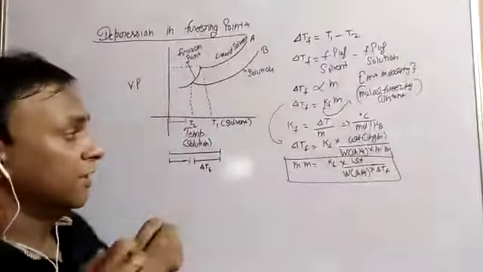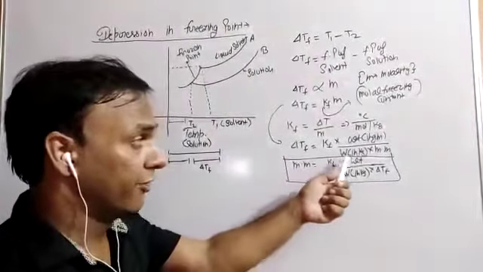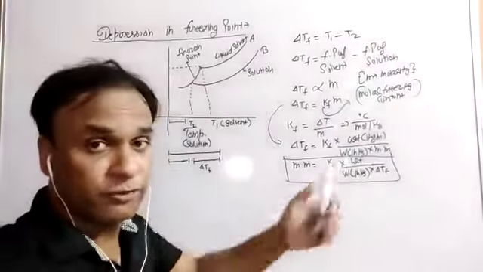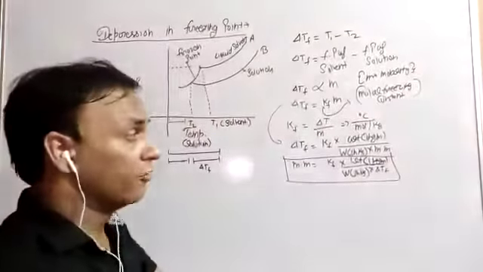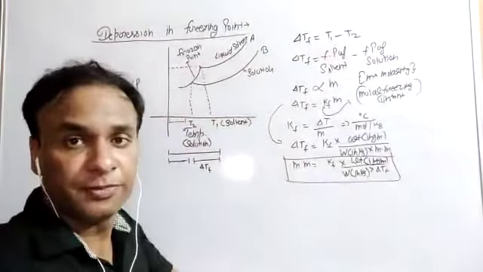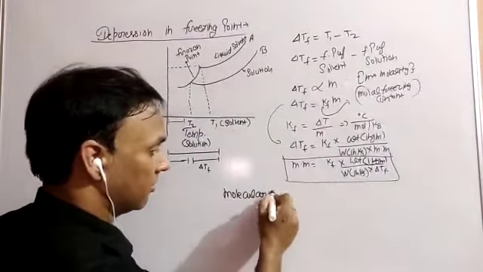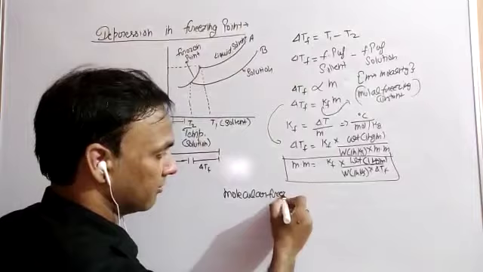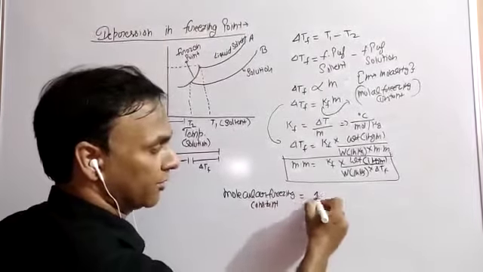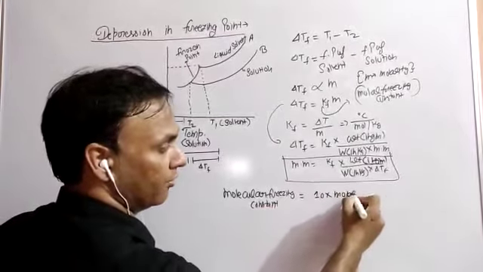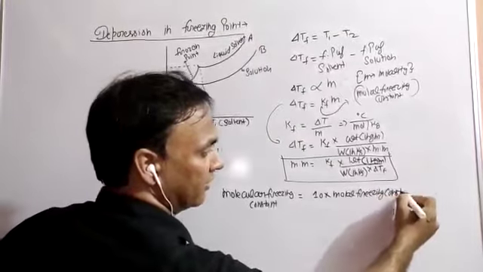Clear? Similarly, molecular mass is equal to Kf into weight of solute upon weight of solvent into delta TF. Here the weight of solute is expressed in gram. Clear? Weight of solvent in kg, and delta TF. Clear? Similarly, the molecular freezing constant is equal to 10 times the molal freezing constant.